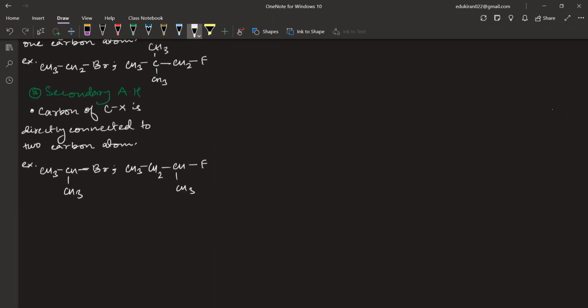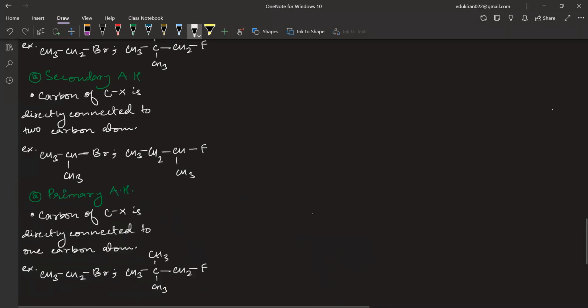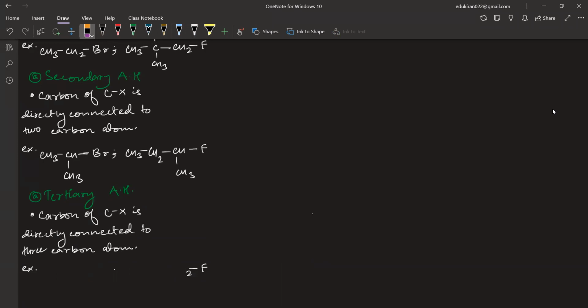Okay. Similarly, what else can you have? You can have tertiary alkyl halide. In this, the carbon of the CX bond is connected to three carbon atoms. Like this.